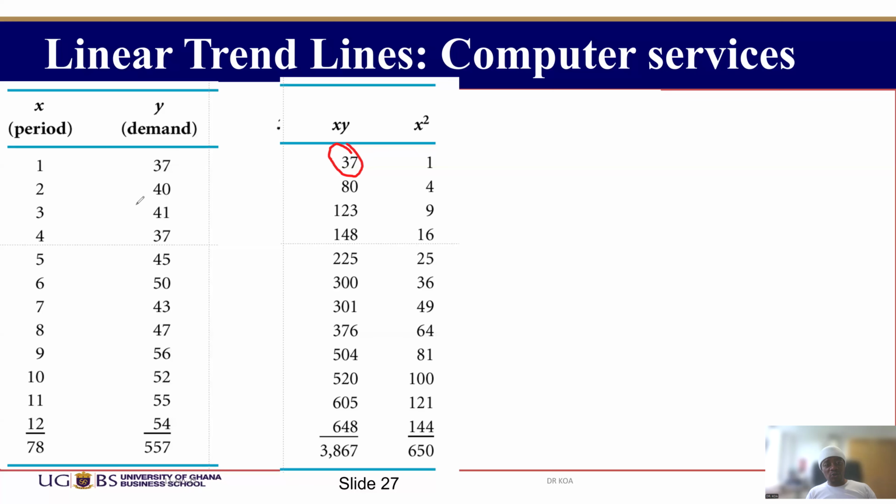Okay. The second one, 2 times 40. That gives you 80. The third one, 3 times 41. And that gives you 123. And on and on and on. You can get that. And you can have the summation of each one of them.